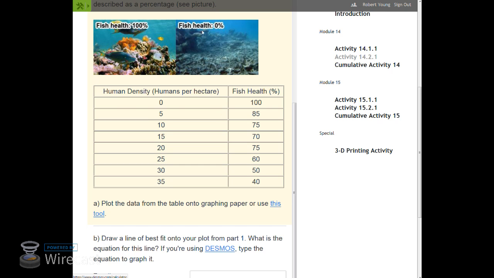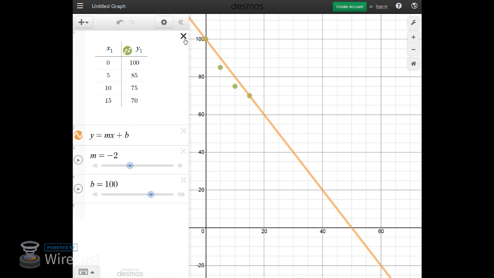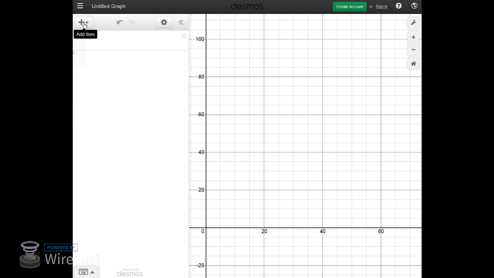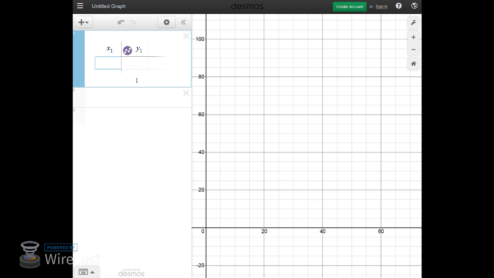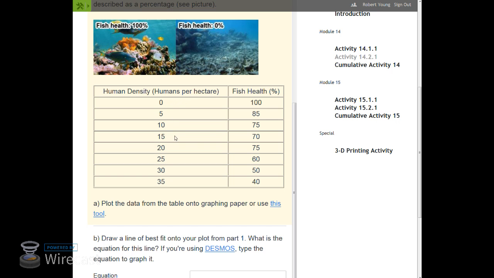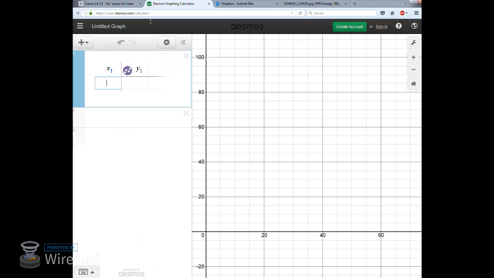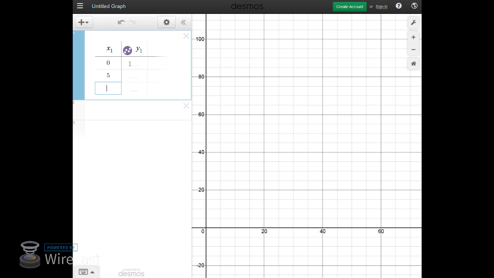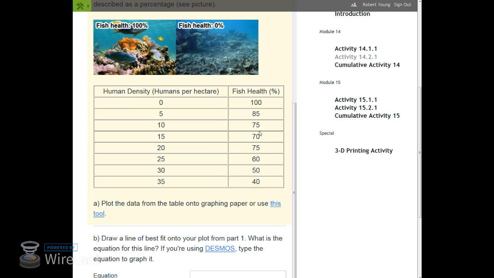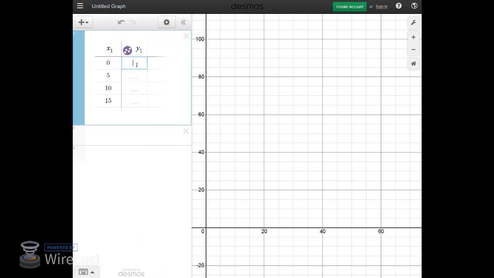or you can use Desmos.com. Go to add item, then table, and over here you can put in the data. This is a free account. So x is 0, 5, 10, 15, and y equals 100, 85, 75, 70.